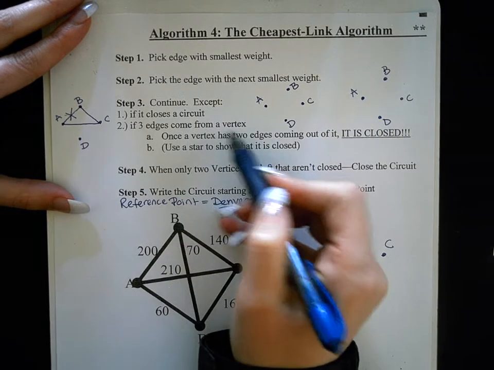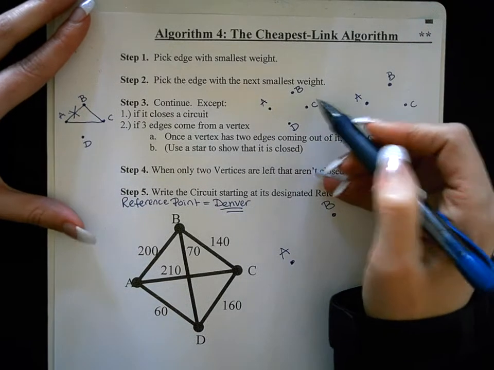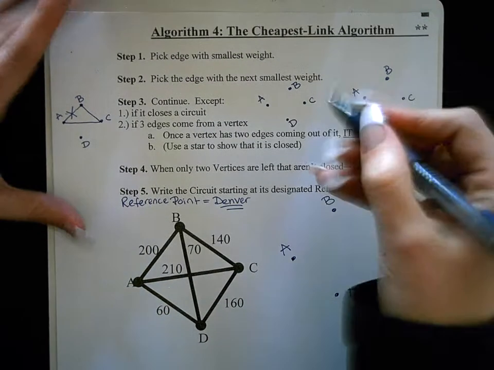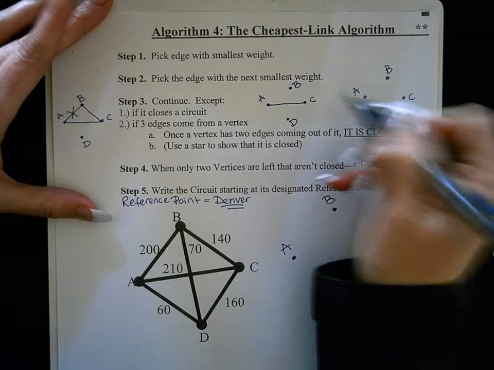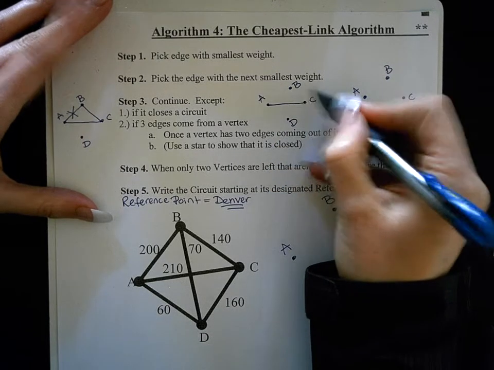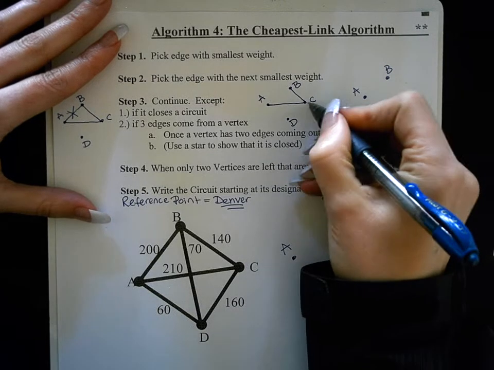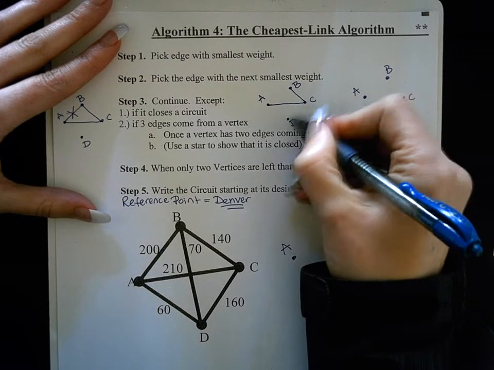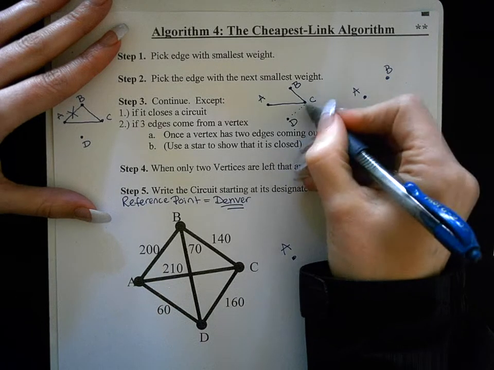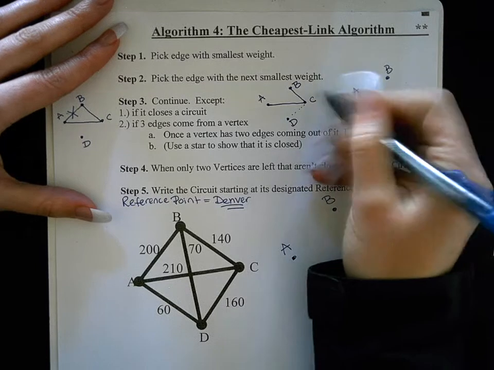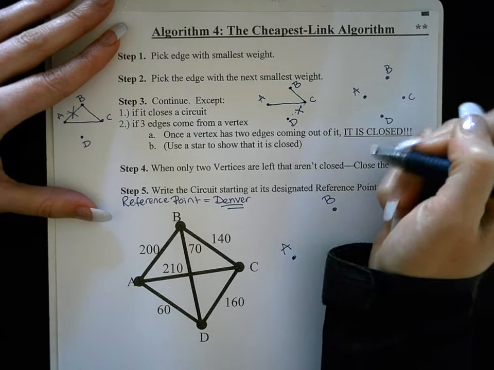Or if 3 edges come out of a vertex. So I'm going to move over here. Let's say we have an example, and AC is the smallest one, the edge with the smallest weight. And then BC is the next smallest. Well, if CD was the next smallest, that would cause us to have 1, 2, 3 edges out of a vertex, and we can't do that. So even though CD would be the next smallest, CD is not an option.